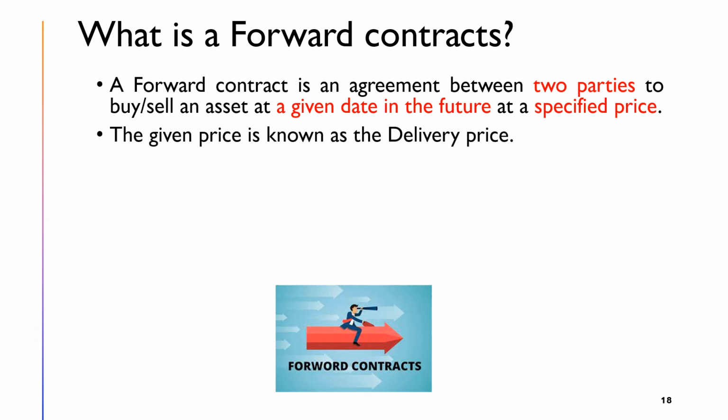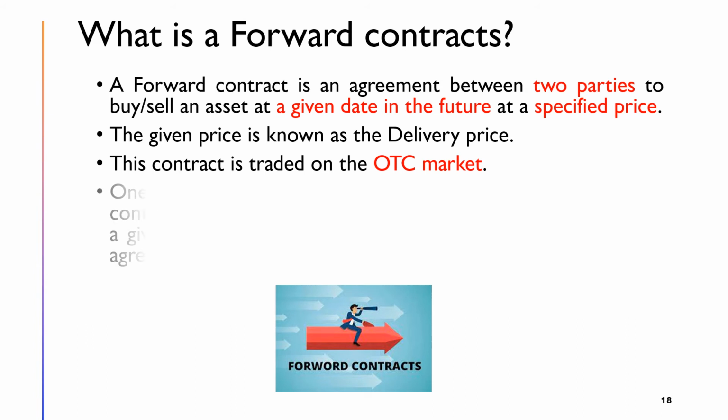Forward contracts are traded over the counter, OTC. OTC trading takes place through networks of dealers that are employed by financial institutions. OTC trading does not take place on an exchange.